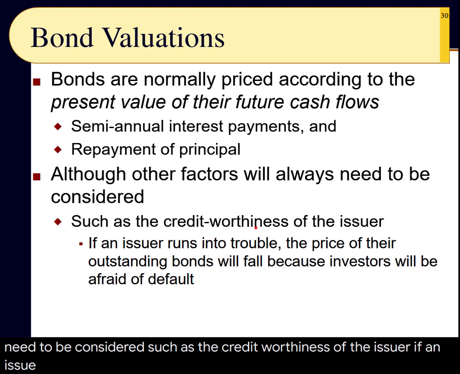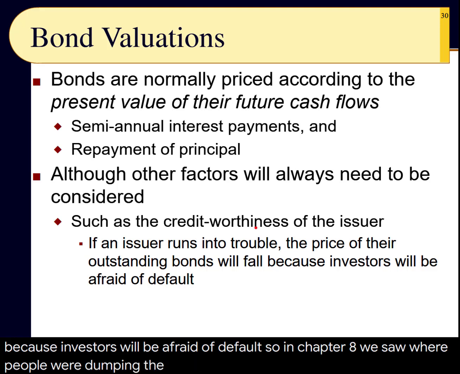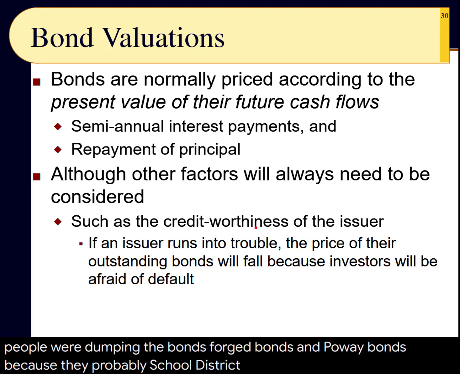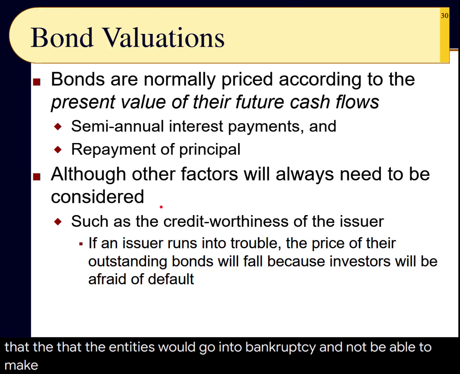If an issuer runs into trouble, the price of their outstanding bonds will fall because investors will be afraid of default. So in Chapter 8, we saw where people were dumping the bonds of Ford and Poway School District, because they were so frightened that the entities would go into bankruptcy and not be able to make their payments.